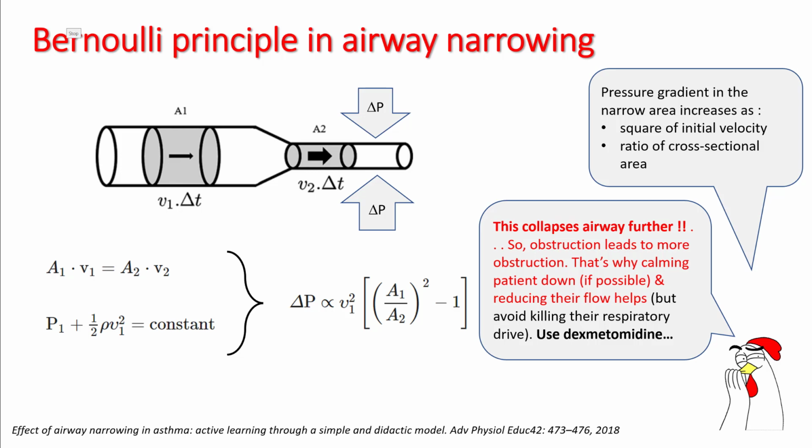So one of the things that you must have noticed is that reducing anxiety of the patient or making them breathe slowly and comfortably, if they can, helps reduce the obstruction and decrease work of breathing. Dexmedetomidine is a very useful drug which can reduce anxiety but not reduce your respiratory drive. So you can use this in a patient with COPD or asthma exacerbation.